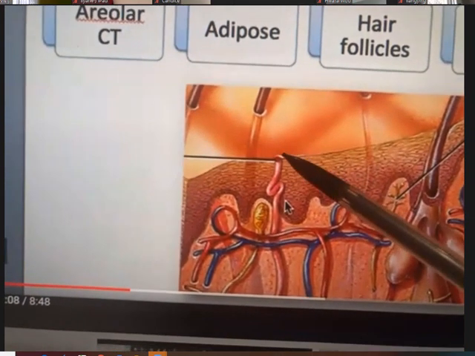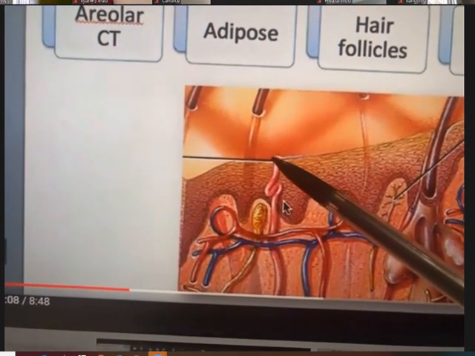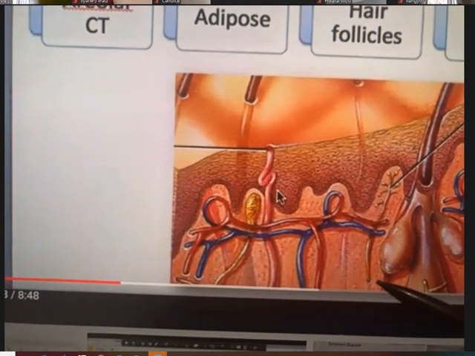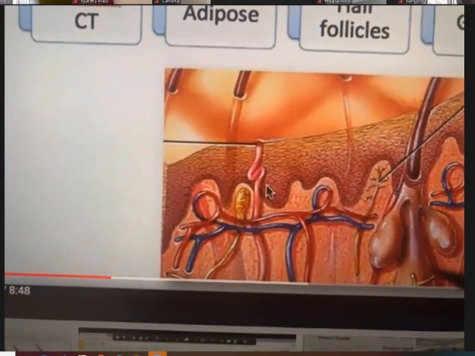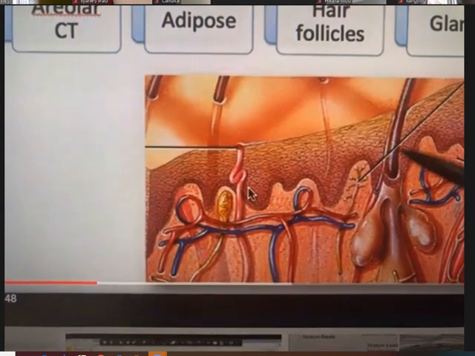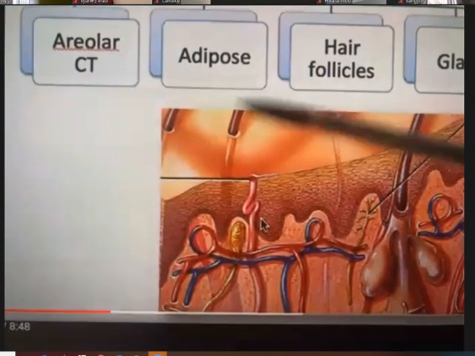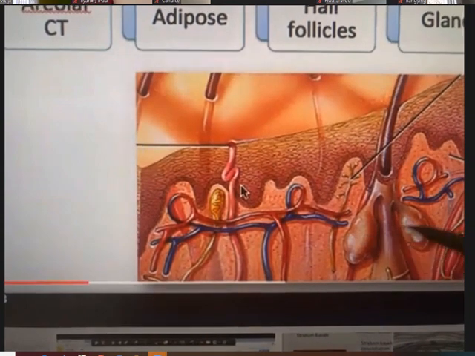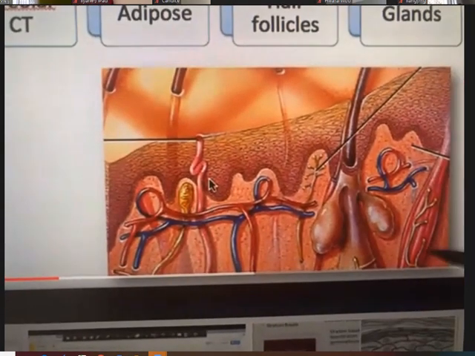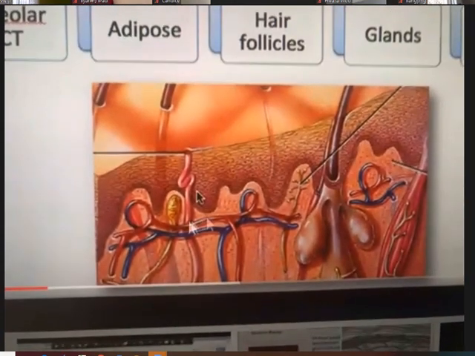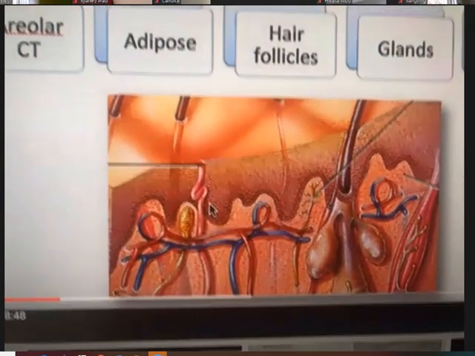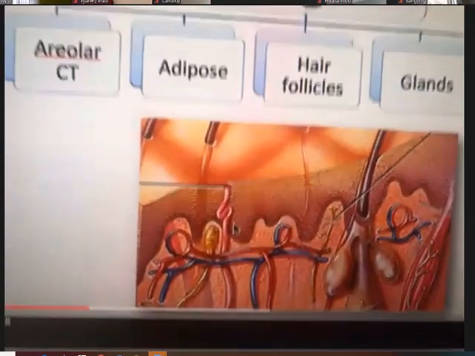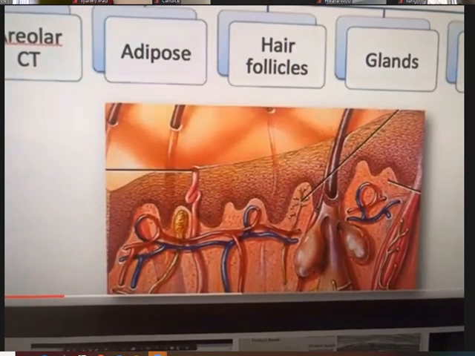Okay, and then this one is your hair, out to the skin. And then this is your sebaceous gland. And this is your areola. All this is found in your dermis, okay? Which are touch-sensitive nerve endings.